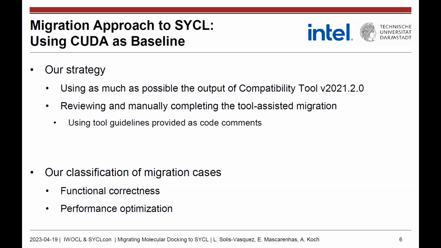Our strategy was to use the CUDA version of Autodock GPU as an input of the compatibility tool and to use as much as we can the output, which is the resulting SYCL code. Then we had to review this code and manually modify it in order to complete the functionality. The compatibility tool migrates the code, but also adds some comments that we use as guidelines for code completion and performance tuning. We encountered different cases during our migration, and we classified them in two groups, one for functional correctness and the other for performance optimization.